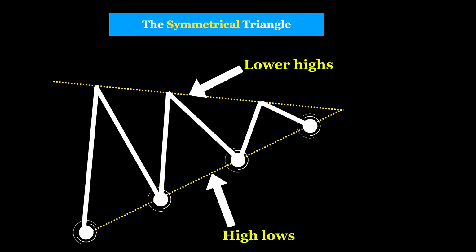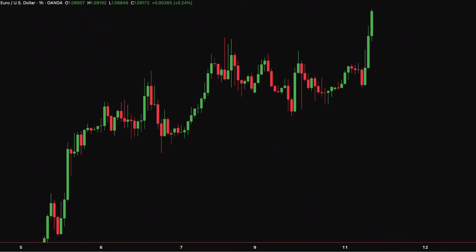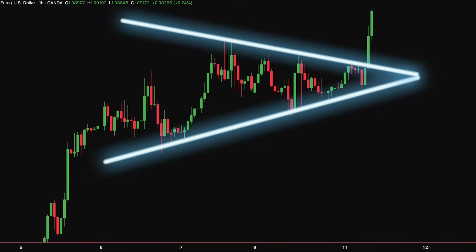Now, the breakout direction gives the signal. A break above the upper trend line signals a bullish continuation. A break below the lower trend line may indicate a reversal to the downside. On the chart, you'll see an uptrend transitioning into a symmetrical triangle. If price breaks above, the trend likely continues.